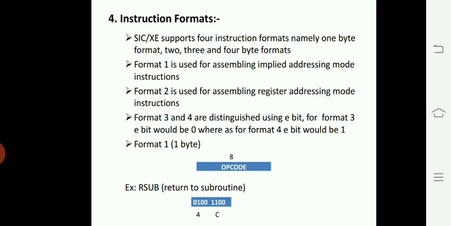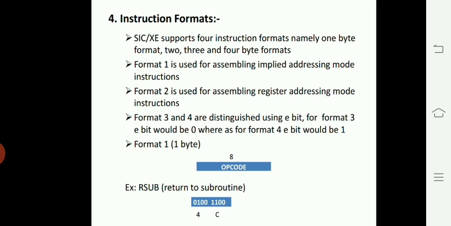So we will see the general syntax of format 1, format 2, format 3 and format 4 instructions. The first one is the format 1 instruction. The size of a format 1 instruction is 1 byte. Only the opcode is specified in the instruction, and the size of the opcode is 8 bits.